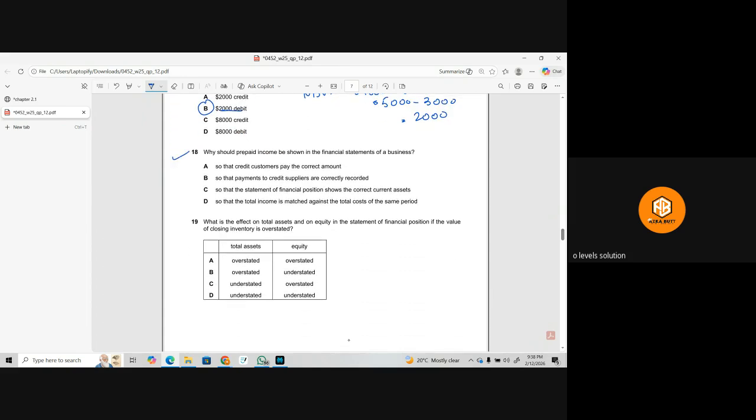Question number 18. Why should prepaid income be shown in the financial statement of a business? So prepaid income basically relates to the future period, so it must be excluded from the current income to apply the matching and accrual concept. Option A is that so that the credit customers pay the correct amount. It has nothing to do with the customers paying, so that's why this is not correct.